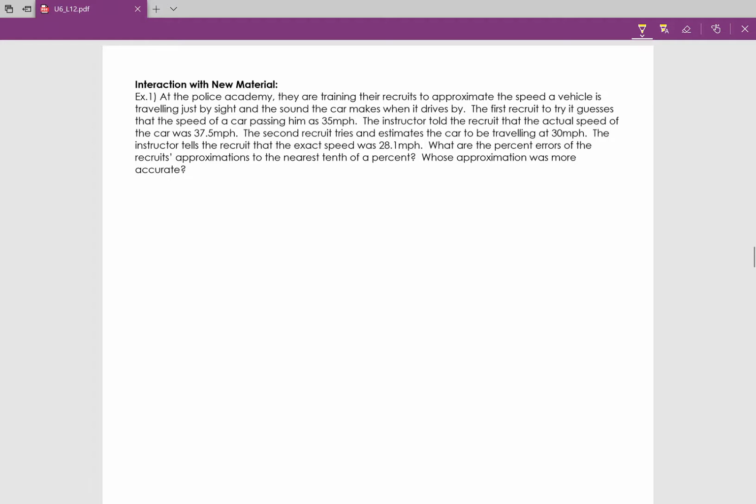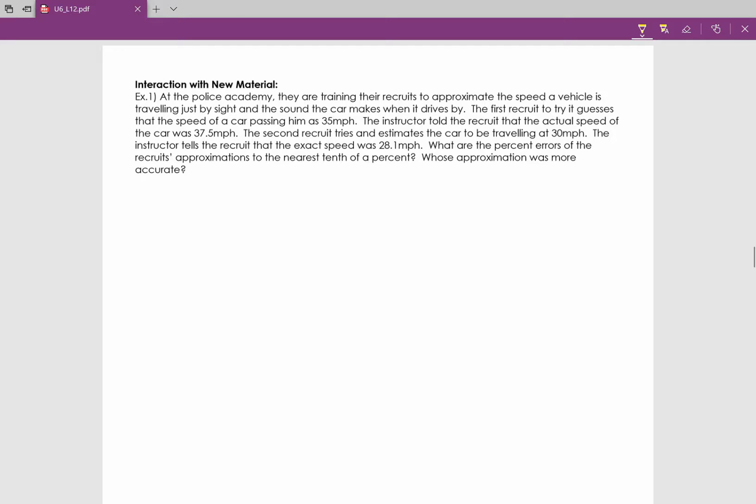At the police academy, they are training their recruits to approximate the speed a vehicle is traveling just by sight and the sound the car makes when it drives by. The first recruit to try it guesses that the speed of a car passing him is 35 miles per hour. The instructor told the recruit that the actual speed of the car was 37.5 miles per hour.